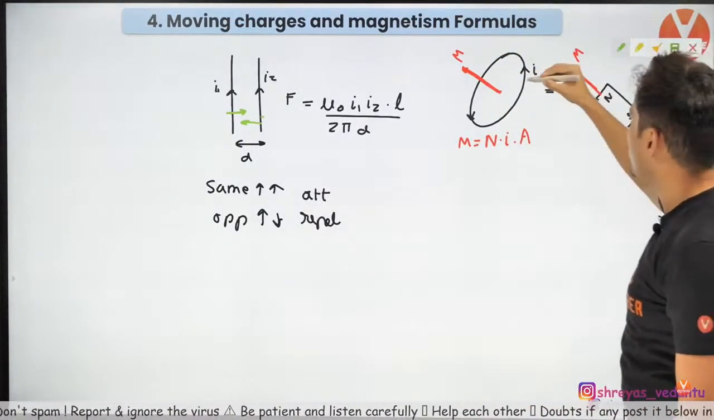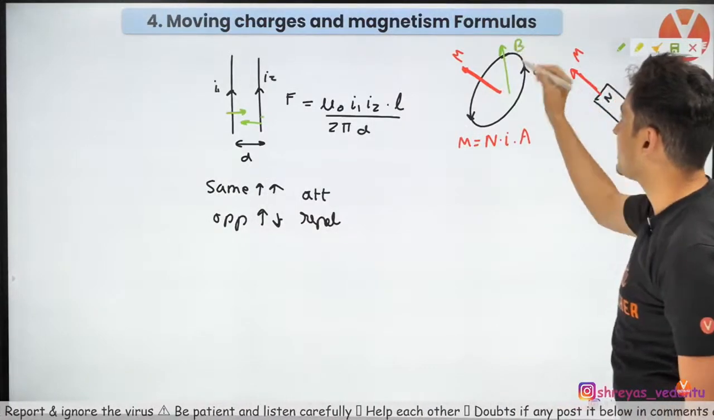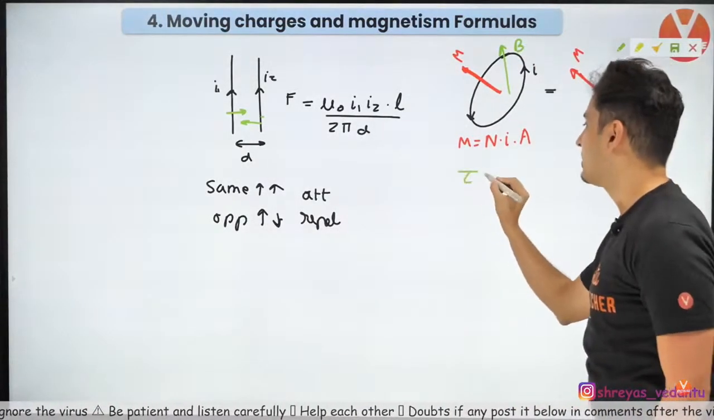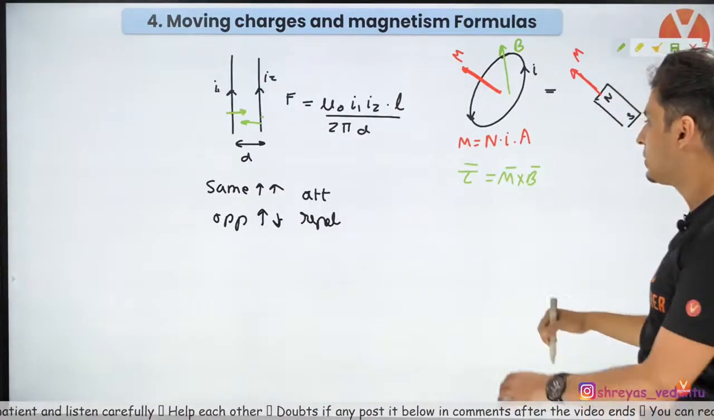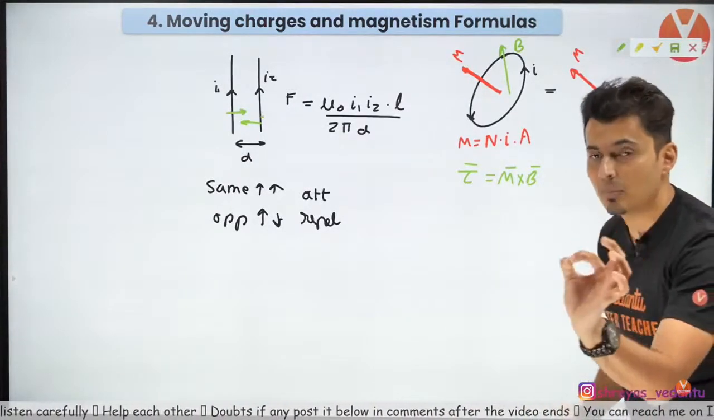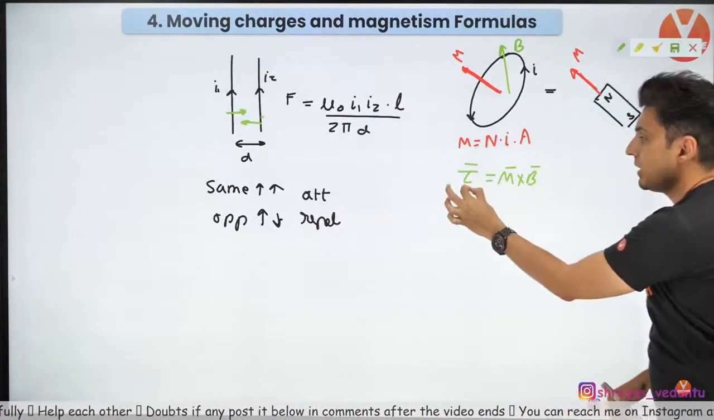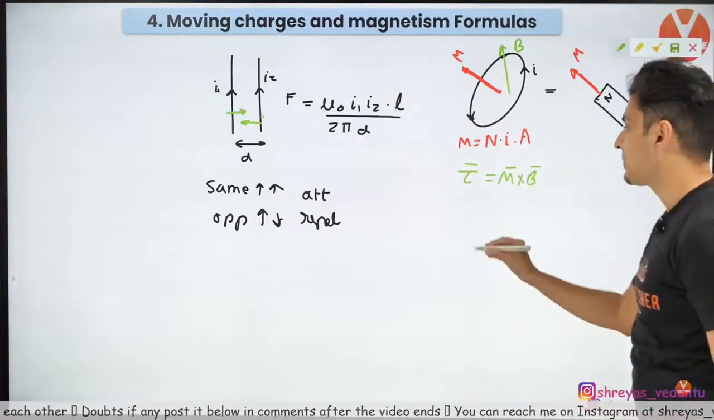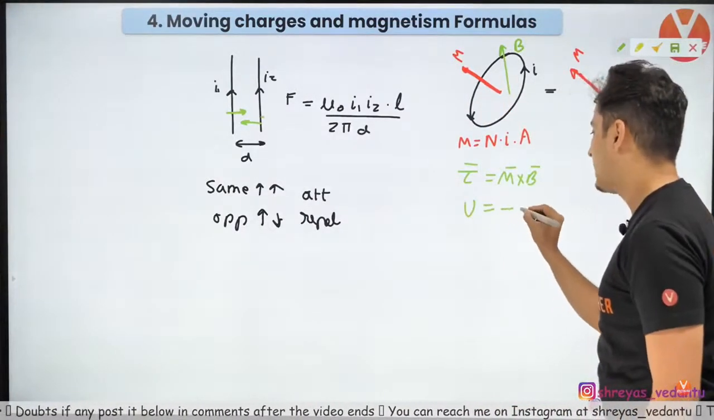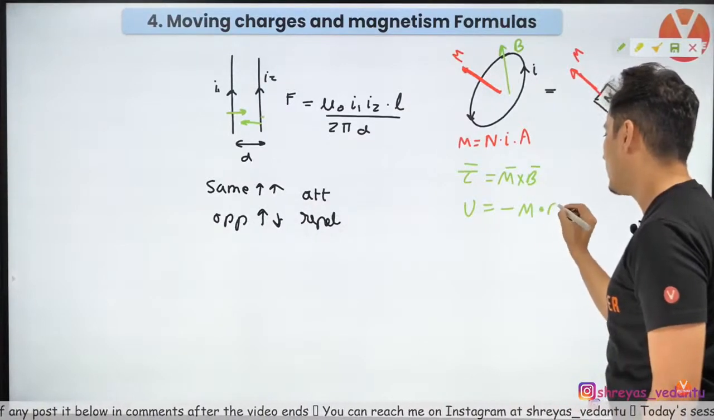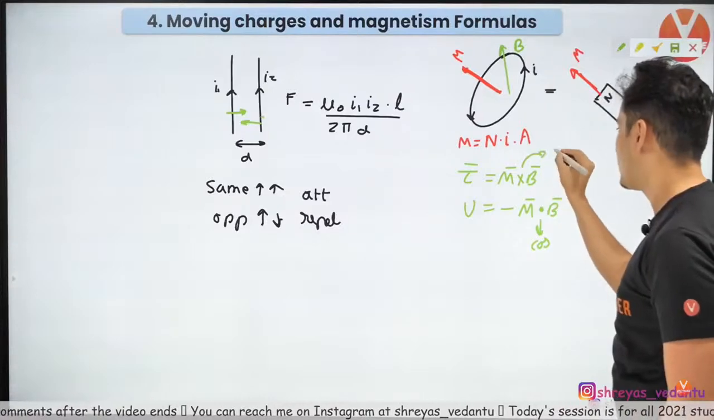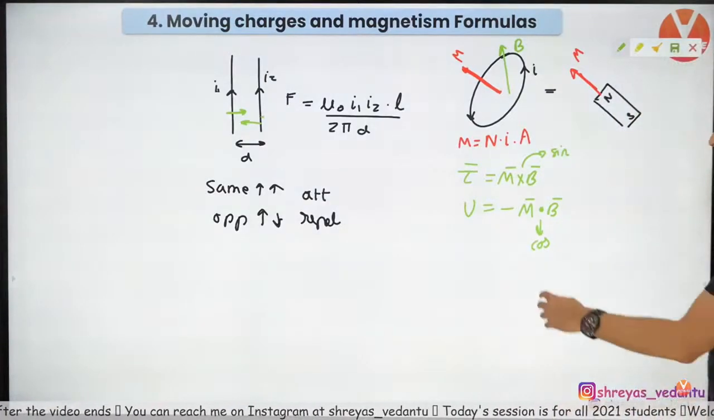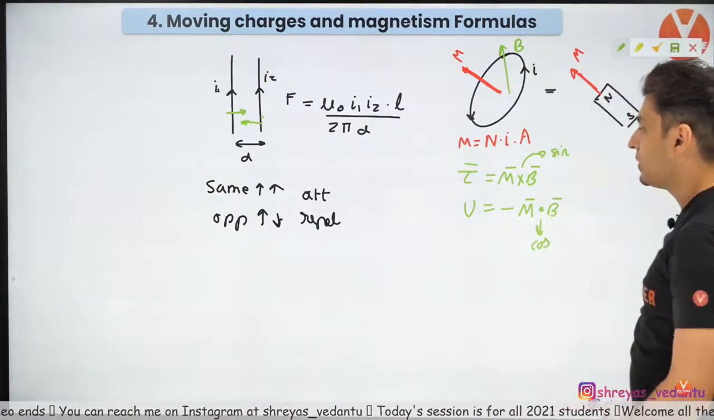And if you place this dipole in an external field, then it will experience a torque which is given by M cross B. Very, very similar to P cross E. Dipole moment cross electric field gives torque. Same thing in magnetism. Even the energy formula is the same. It is minus M vector dot B vector. So this dot is nothing but cos, this cross is nothing but sine. Keep this in mind. So the energy is minus M dot B.